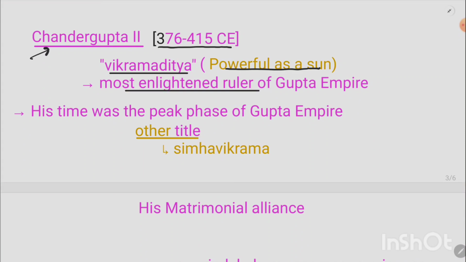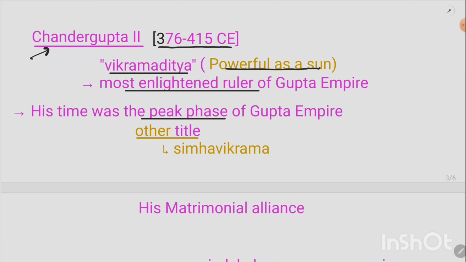It was during his reign that the Gupta Empire was at its peak phase, meaning it had the maximum territorial expansion and economic growth. Generally we say that a dynasty is at its peak when it has complete political and economic dominion over a territory. So this was the phase in which Chandragupta II ruled, when the most supreme power was under the Gupta Empire.